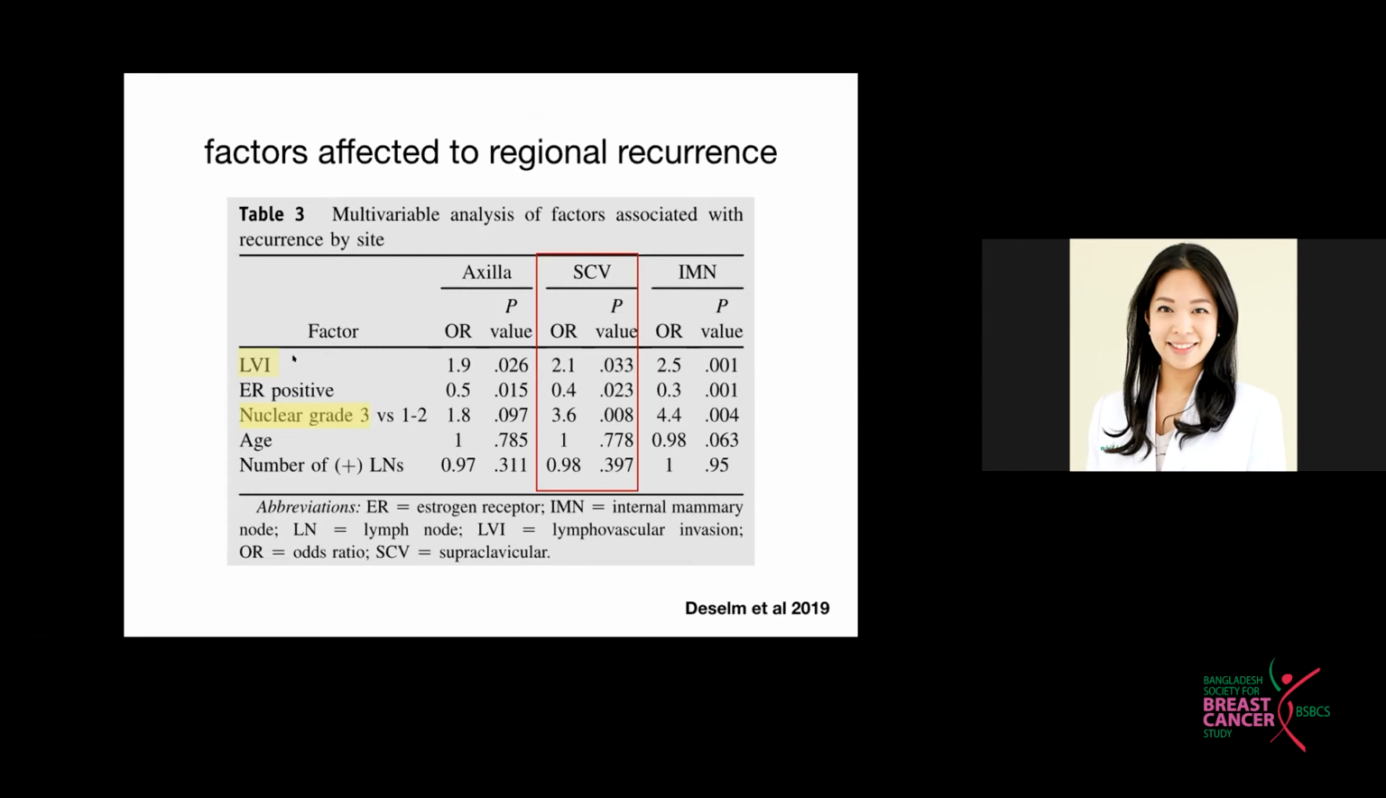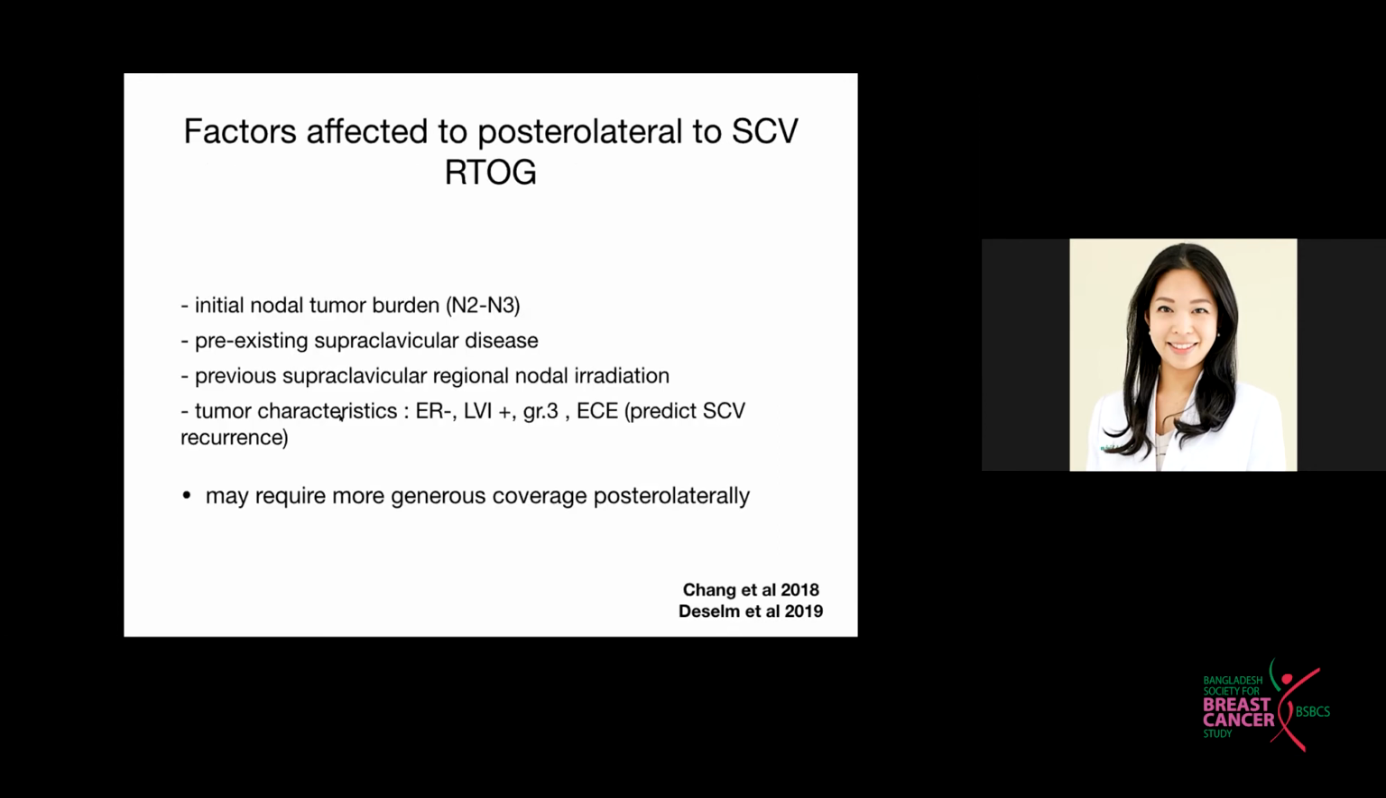So all in all, patients with initial nodal tumor burden like N2 and N3, patients with pre-existing supraclavicular disease, basically have supraclavicular recurrence and tumor characteristics of ER negative, lymphovascular invasion, grade 3, ECE. These patients require much more generous coverage of the posterolateral RTOG volume. So these are the recommendations that you can go and look at again.